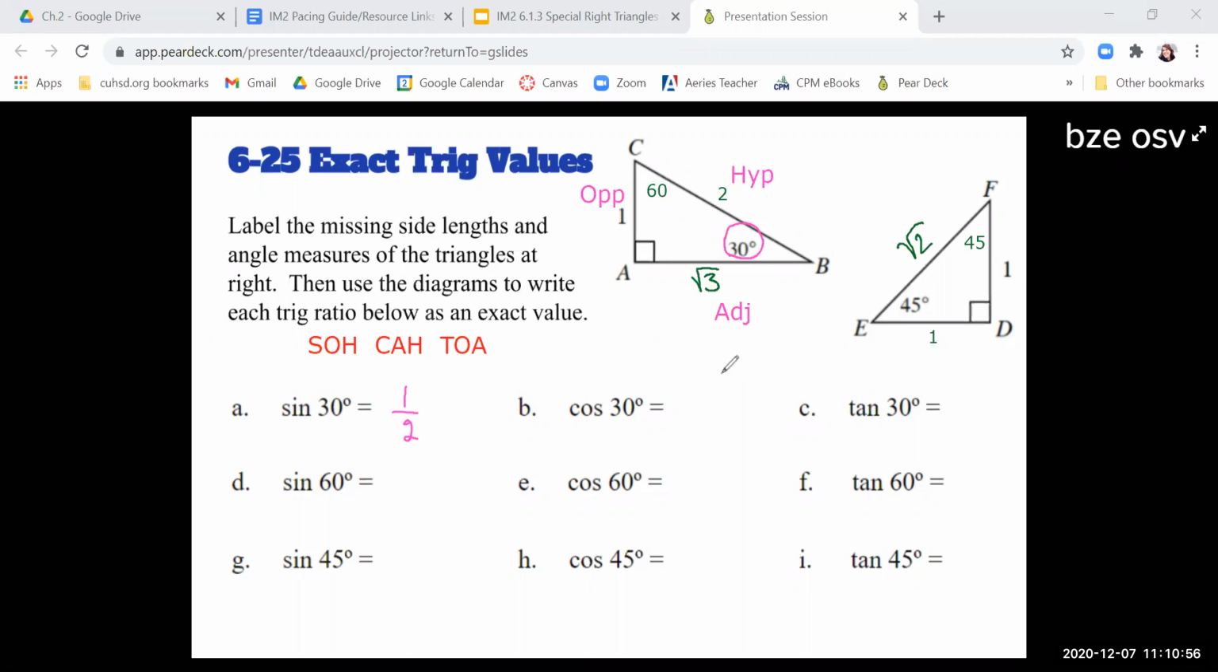So then let's do the same idea with cosine. Now, CAH tells us the cosine of the 30-degree angle is the adjacent side over the hypotenuse, that ratio. So adjacent is √3, hypotenuse is 2. So the cosine of 30 is √3 over 2.